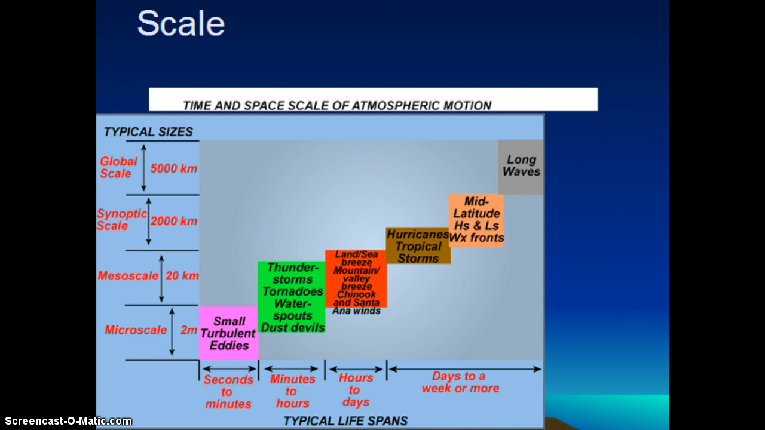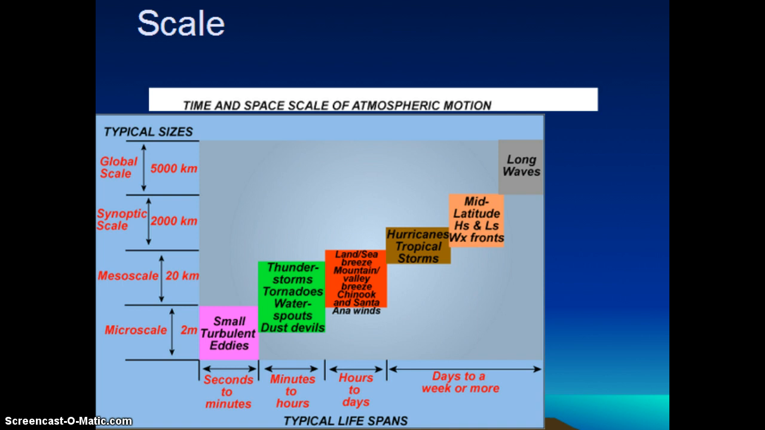On a scale that's larger than a microscale, we can talk about small turbulent eddies. Notice tornadoes are kind of at the lower end of the mesoscale. Notice at the bottom, your x-axis identifies time. Some of these last from seconds to minutes, the microscale, versus days to weeks or even months, where we're talking about long wave radiation.